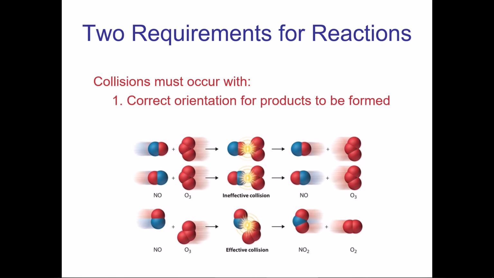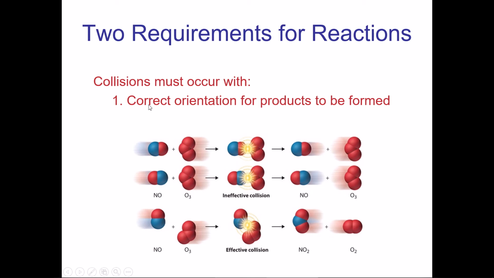Now, our molecules A and B not only have to collide, but there's a couple of requirements that go along with that collision. Two requirements that we're going to talk about are correct orientation of the collision and adequate energy. So let's look at the first one.